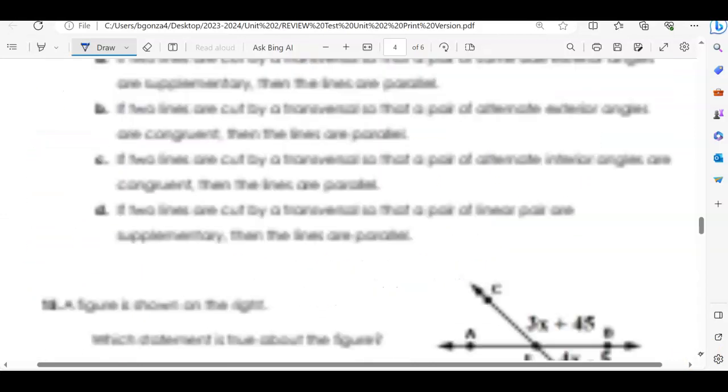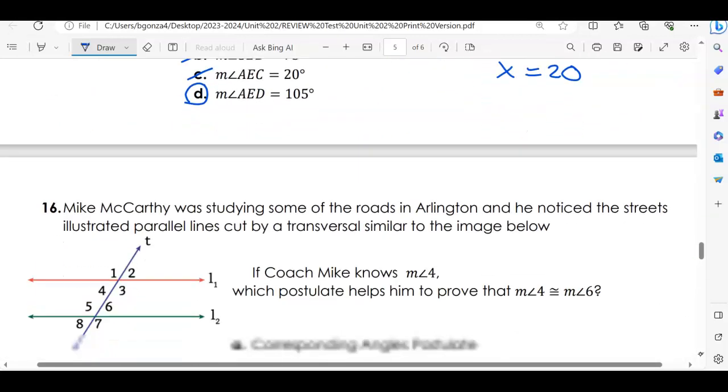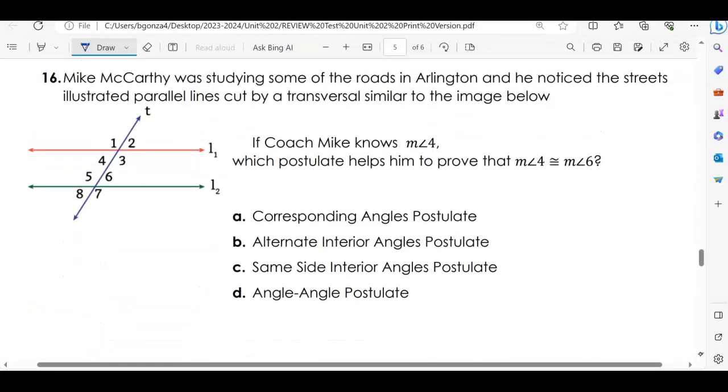Coach Mike McCarthy of the Dallas Cowboys was studying the streets or the roads in Arlington. You notice the streets illustrated parallel lines cut by a transversal similar to the image below. So see this picture to the left, imagine it's streets, okay? If Coach Mike knows the measure of angle 4, so he knows this angle already, which postulate helps him prove that 4 is congruent to 6? So look at 4 and 6. What are those angles? Well, those are alternate because they're on different sides of the transversal. They're interior because they're in between the parallels. So my postulate that would prove that those are congruent is the alternate interior postulate, just like those angles, okay?